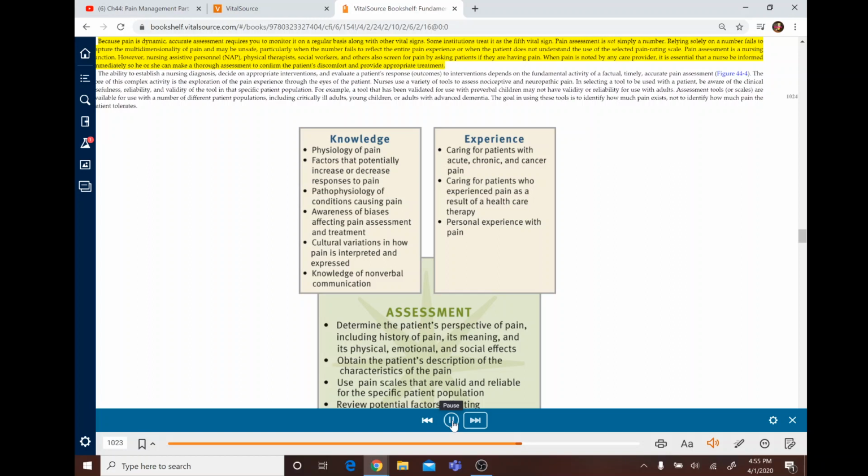Relying solely on a number fails to capture the multidimensionality of pain and may be unsafe, particularly when the number fails to reflect the entire pain experience or when the patient does not understand the use of the selected pain rating scale. Pain assessment is a nursing function.